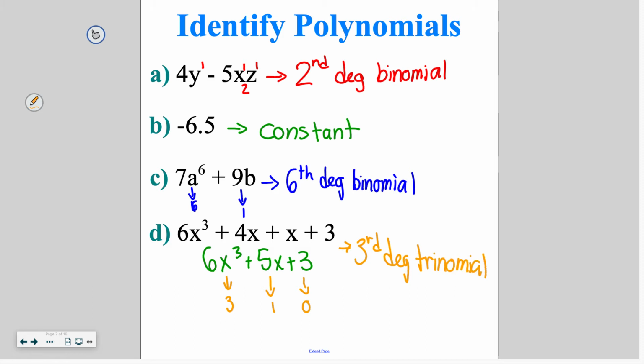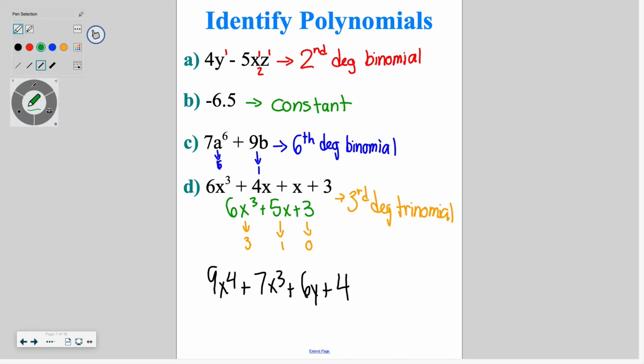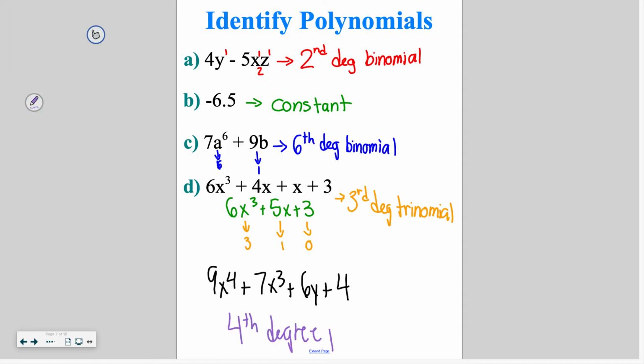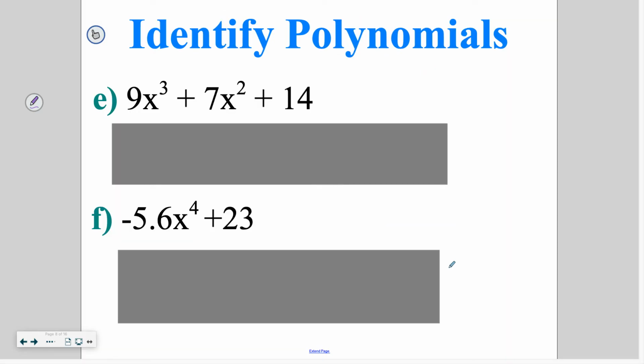If it is something bigger than a trinomial, so for example, if you had something like 9x to the 4th plus 7x to the 3rd plus 3y plus 4, and there are 4 pieces, again, you would look at the biggest degree. So in this case, my biggest degree is 4, and I would call this a 4th degree, and then I would just use the word polynomial because there is no specific name after we get to more than 3 terms. Go ahead and identify these two on your own.